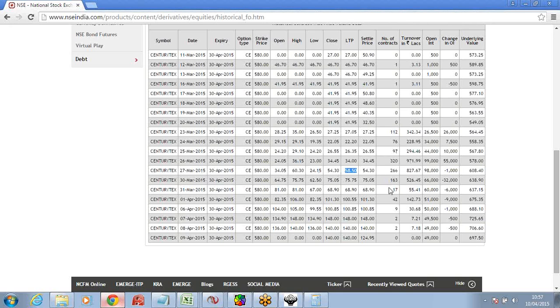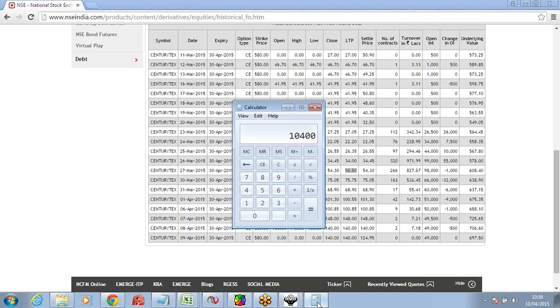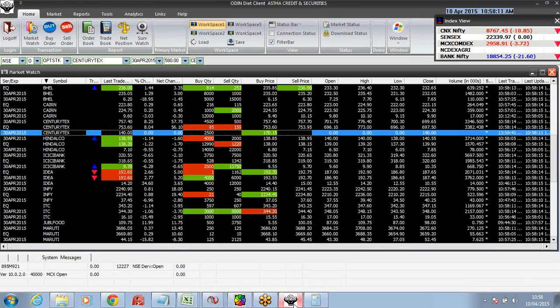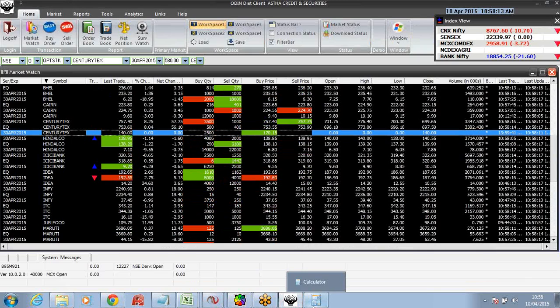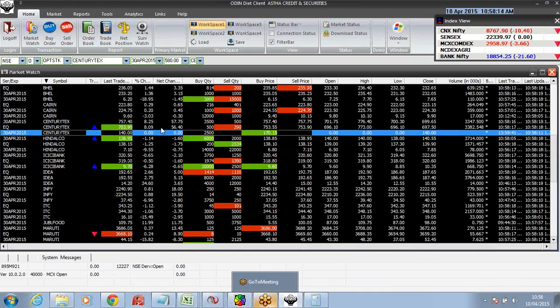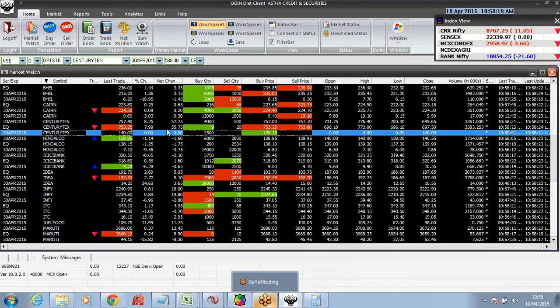You can see the contracts on those particular 3 days, it's the maximum on those days. So I have bought it at 58 rupees. Now my current price is 140. So that's 3 times your investment. 300% is your returns.